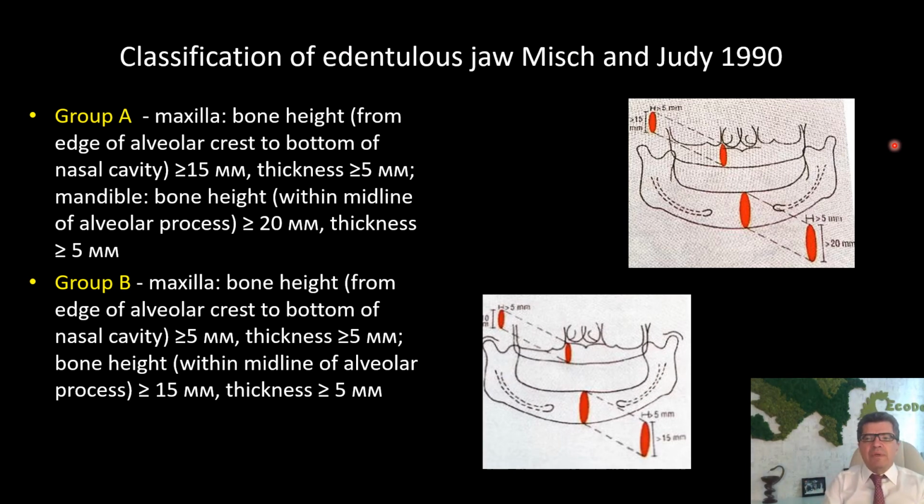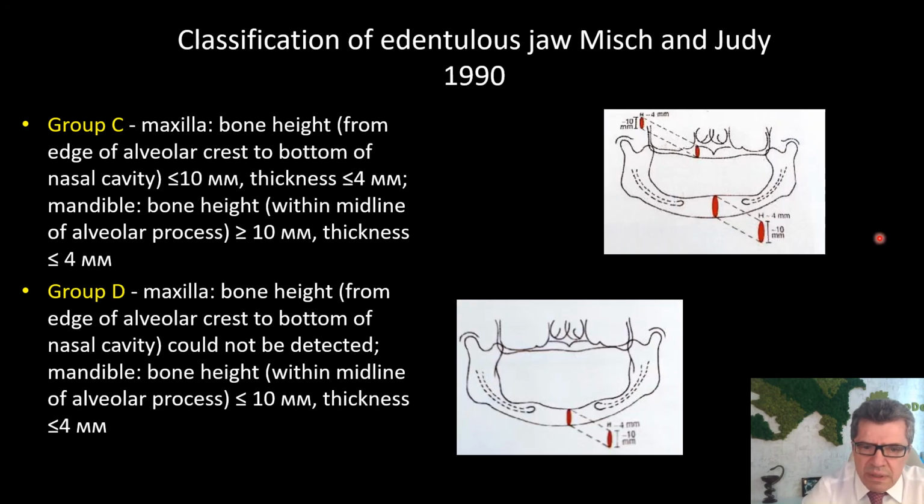Misch and Judy in 1990 gave us a special classification for the edentulous jaw. You can see here in this slide what size is necessary for group A and group B. In another slide, we can see group C and group D.